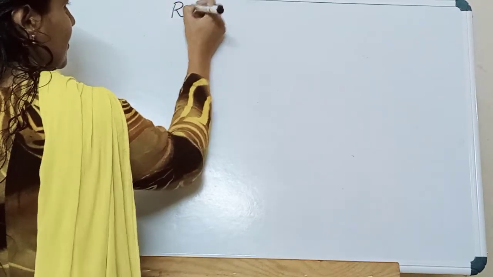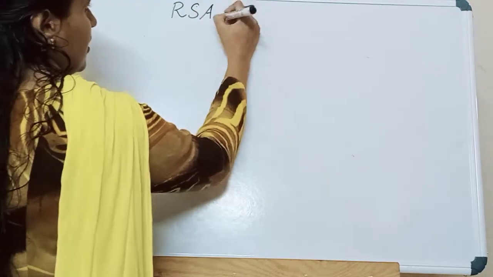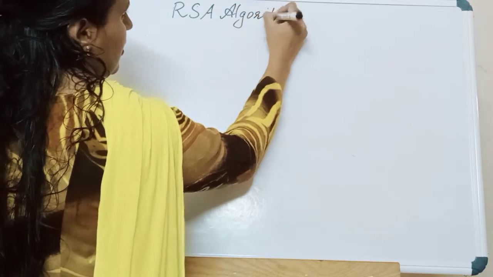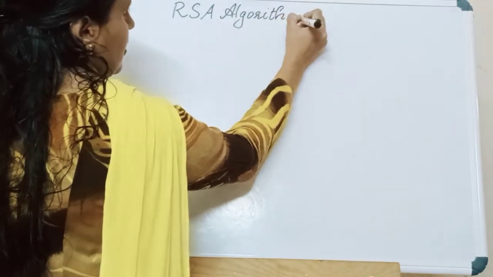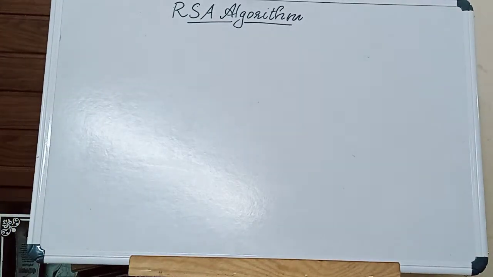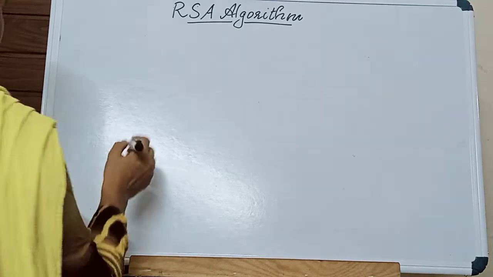Students, today we are going to discuss the RSA algorithm. RSA algorithm is an asymmetric algorithm, or public key cryptographic algorithm, developed by Rivest, Shamir, Adleman.